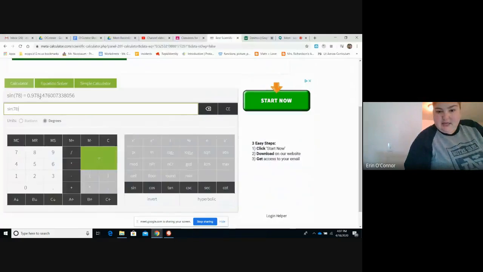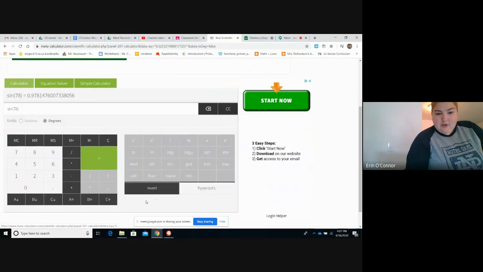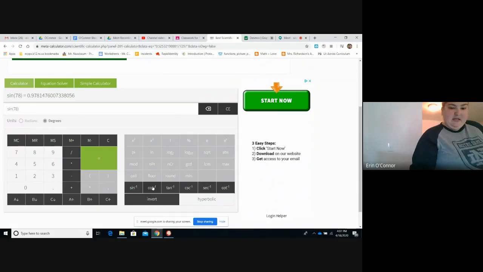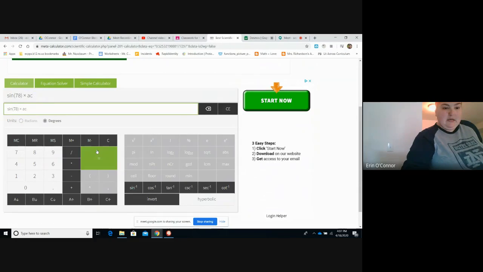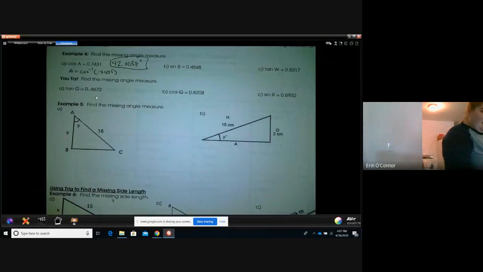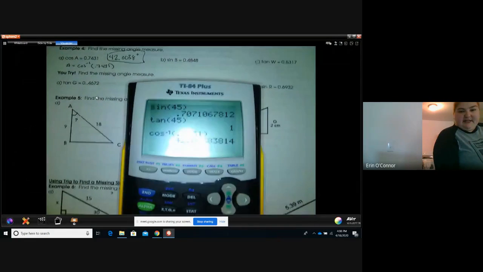In here, we would need to press the invert button down here, and you could do the same thing. Cosine inverse is sometimes called arc cosine. So in here it's spelled as ACOS. That means arc, and arc just means the inverse. We did 0.7431 and the parentheses, and it gives us the same exact answer. So either way is fine. It's just up to you. So I'm going to continue to use this calculator so you guys can see it in real time.